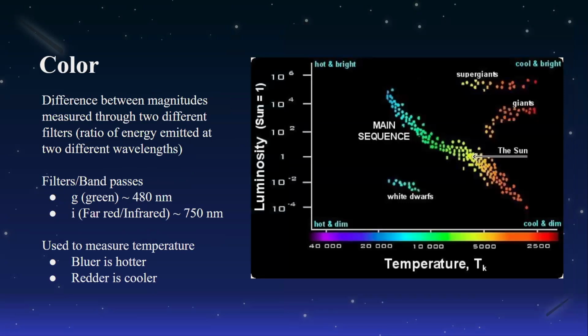Next, quickly going over color. Color is the difference between two magnitudes measured through two different filters, and it's the ratio of energy emitted at these two different filters. In our research specifically, we'll be focusing on the G or green filter and I, which is the far red or infrared filter. These filters correspond to the wavelengths of 480 nanometers and 750 nanometers respectively. Color in astronomy is used to measure temperature, where bluer is hotter and redder is cooler.